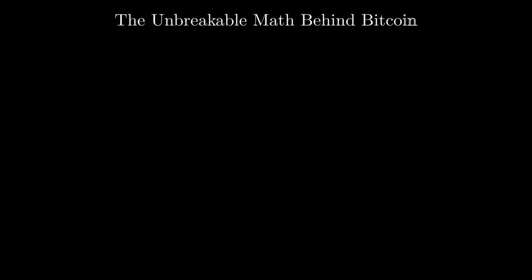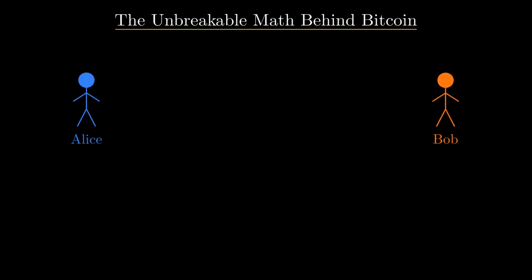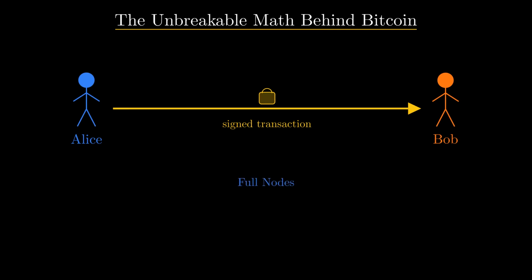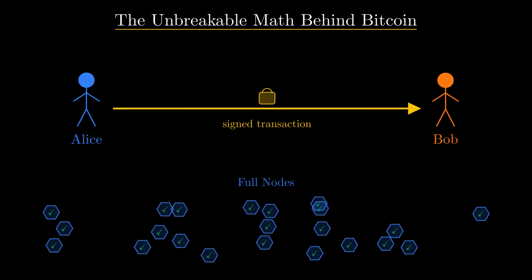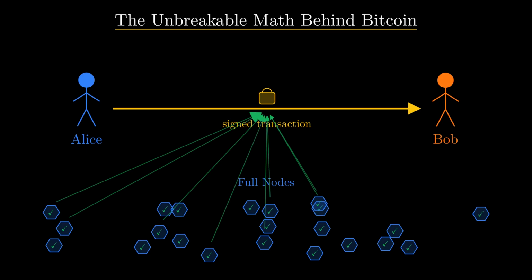Alice wants to pay Bob. Thousands of anonymous Bitcoin nodes will verify her transaction, and they have no idea who Alice or Bob actually are. So how does Alice prove she owns her coins without revealing a password? And how does the network guarantee only Bob can spend them later? The answer isn't encryption. It's a 50-year-old piece of math.